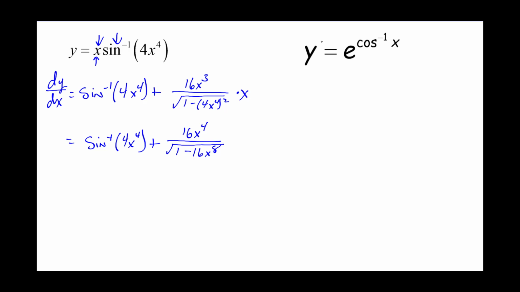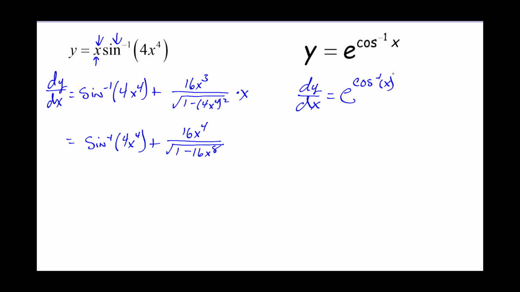All right, so let's do one last example here. Notice we have the e here. So this is a simple chain rule question. Of course, we all know the derivative of e to a power is itself. So it starts with e to the inverse cosine of x.